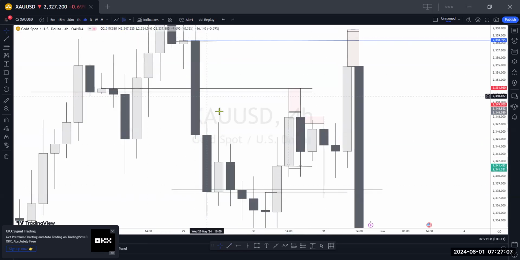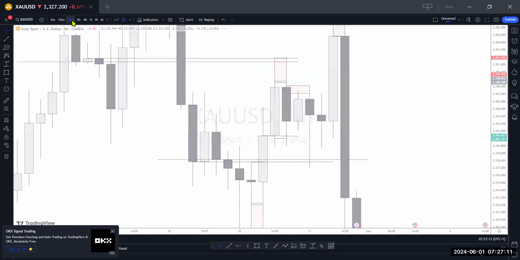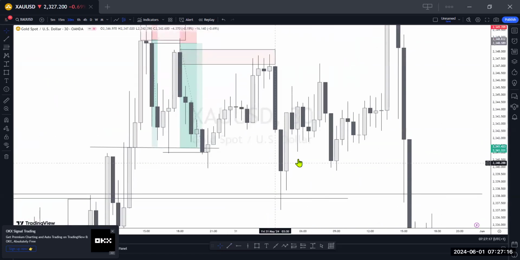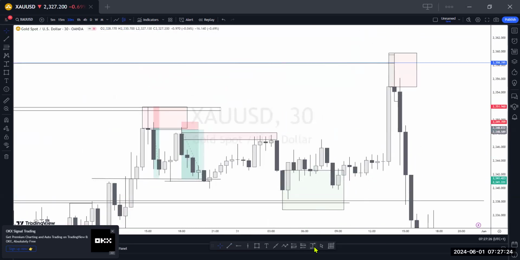So okay, price comes, taps our H4 level. So I need M30 engulfing, right? On M30 we even get our traditional engulfing. So we've got a traditional engulfing on M30. Tell me reasons why you should not be in this buy, the initial buy. Give me a valid reason.